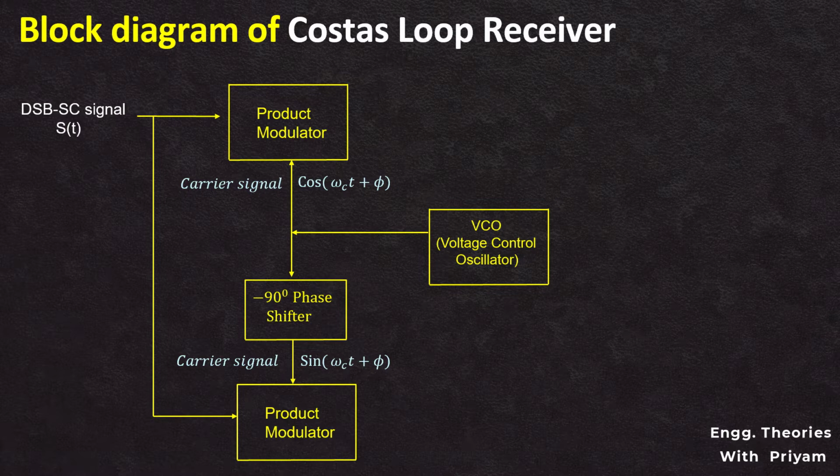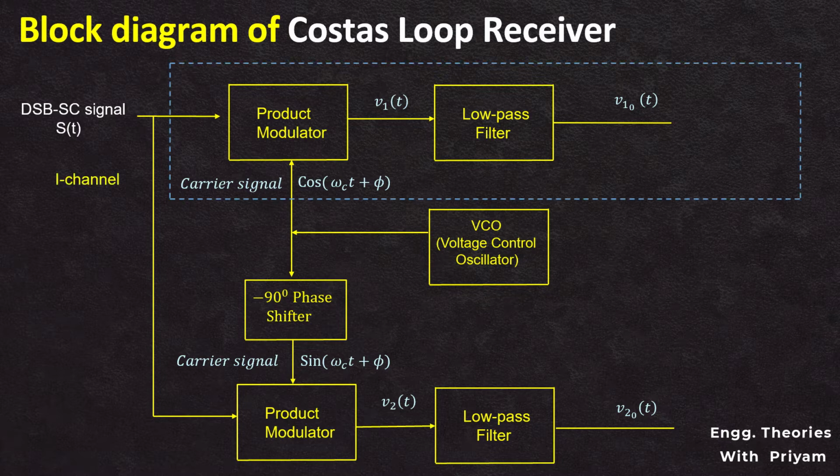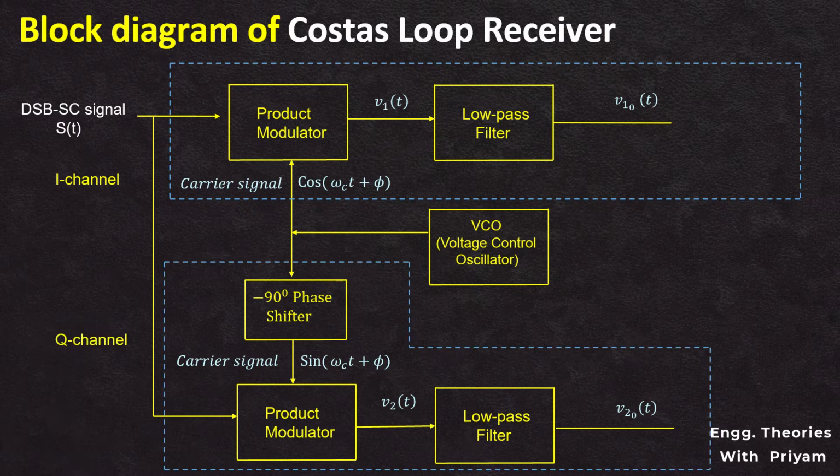Two signals v1(t) and v2(t) are produced by two product modulators and given as input to two low pass filters, which produce two signals v10(t) and v20(t) containing only the low frequency components and free of high frequency components. The detector in the upper path is referred to as the in-phase coherent detector, or I-channel coherent detector, and the detector in the lower path is referred to as the quadrature phase coherent detector, or Q-channel coherent detector. These two detectors are coupled together to form a negative feedback system designed to maintain the local oscillator signal generated by the VCO in synchronism with the carrier signal of the DSB-SC modulated signal.